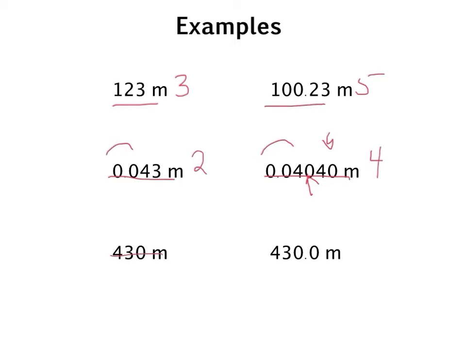In the example 430 meters, we have 2 significant figures because that 0 at the end is a trailing zero, and without a decimal point, that is not significant. In 430.0 meters, this is 4 significant figures because there is a decimal point and 2 trailing zeros.